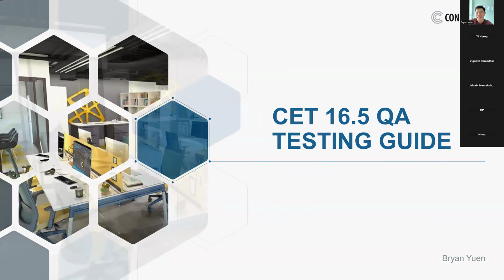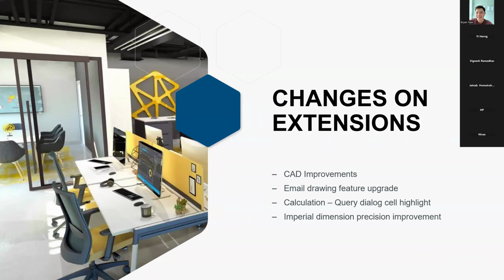Okay, so I'll be going through the changes on extensions for the first part. And after, I'll be going over the new features in CT 16.5. Now, looking at the changes on extensions, we have a few. Mainly, I'll be going through some CAD improvements, email drawing feature upgrade, query dialog cell highlight, and imperial dimension improvement.